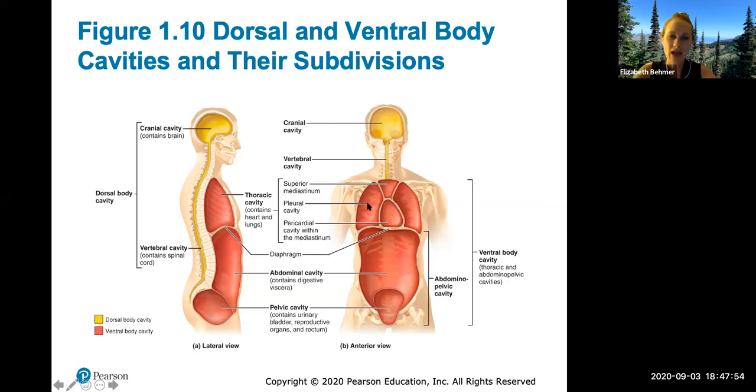We divide the thoracic cavity, if you're looking up here, the thoracic cavity is above the diaphragm. We divide it into pleural cavities, which is where your lungs are. The pericardial cavity is within this central area called the mediastinum. So the mediastinum is a cavity within the thoracic cavity. And in the mediastinum, we have the pericardial cavity where your heart is located. And we also have this superior part where you'll have major blood vessels that come off of the heart, your trachea and your esophagus. So these are your body cavities.